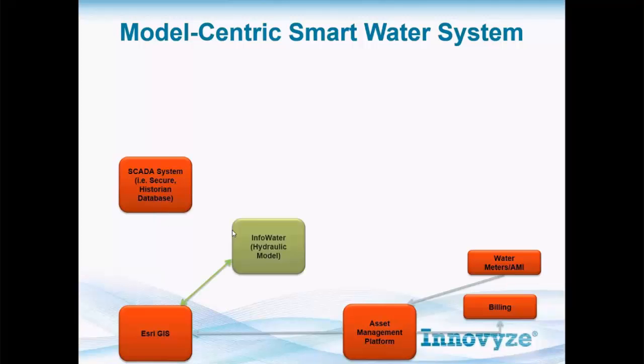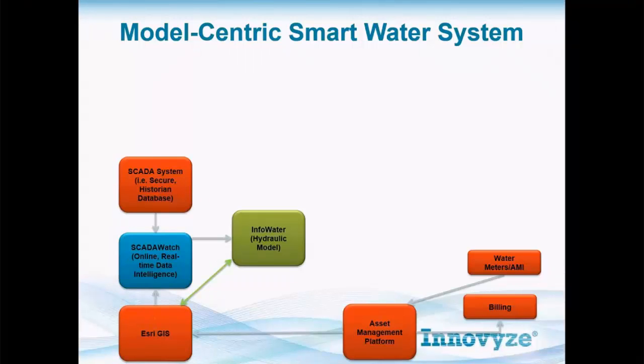So InfoWater taps directly into ArcGIS, runs on top of ArcGIS. I think you may all be familiar with the InfoWater modeling product. And SCADAWatch, which we're showing today, is actually running in ArcGIS Online, so it's a web-enabled browser. It is reading data directly from the SCADA historian, so it's a one-way feed of SCADA information. There's no possibility of SCADAWatch pushing any data back to the SCADA, so it's completely secure. And it's also funneling data into InfoWater in an automated fashion. So we're going to talk about why that is so important in a minute.